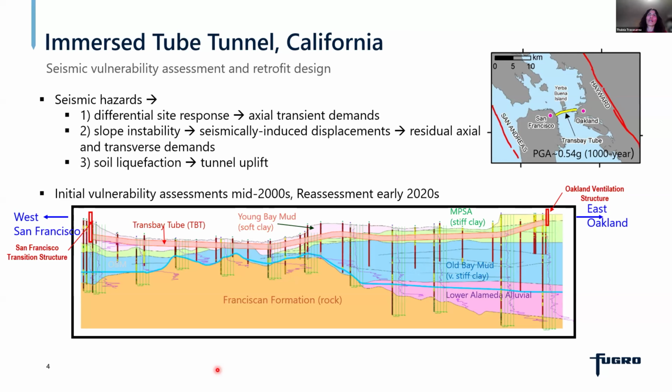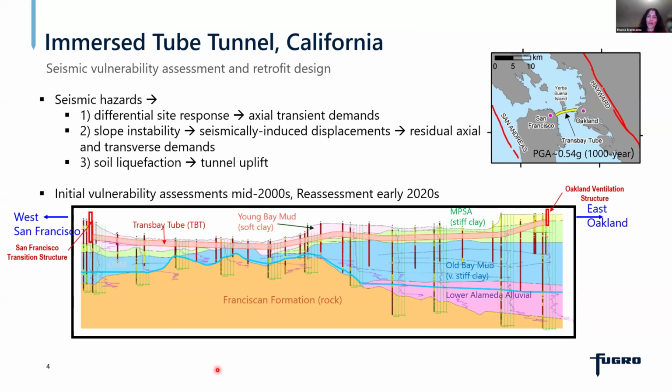Slope instability, where the tunnel was crossing slopes, and the associated seismically induced permanent displacements would create residual axial and potentially transverse demands on the tunnel, depending on the orientation of the alignment to the slope. And then soil liquefaction and associated liquefaction-induced demands. Mainly here, we were concerned about the tunnel uplift. So because of the seismic hazard in the area, generally here, when we're using overly simplified approaches, we may end up with very conservative engineering and sometimes too expensive or not feasible solutions.